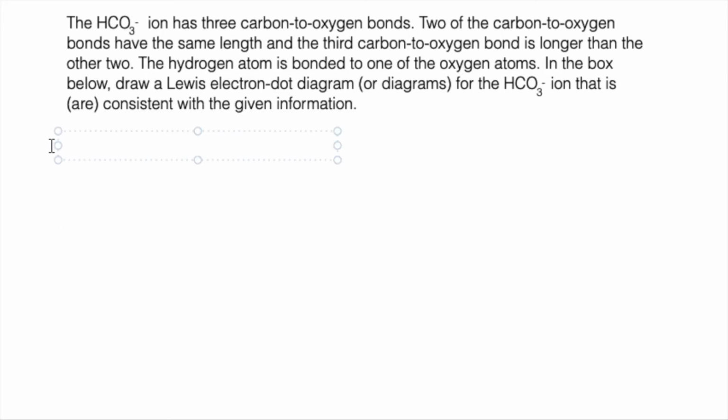First, let's go ahead and calculate the number of valence electrons that are in the ion. We've got 1 valence electron coming from the hydrogen, we've got 4 coming from the carbon, and 6 each from the oxygen atoms, so 3 times 6. The ion also has a negative charge, so we're going to add 1, giving us a grand total of 24 valence electrons.